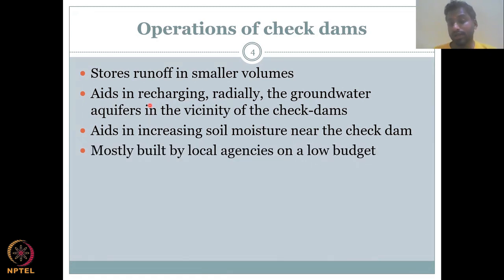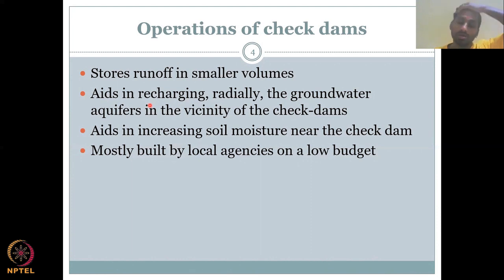Check dams are mostly built by local agencies on a very low budget compared to the irrigation dams, wherein you don't have to have a lot of rules and regulations, except some permissions are needed. So the local agencies can build these check dams after they get some clearances. You don't have to have big, for example, economic clearances and impact assessments that you need in the irrigation dams.